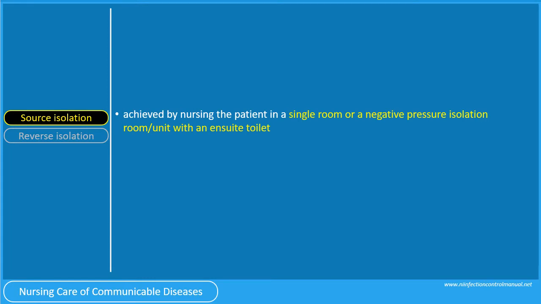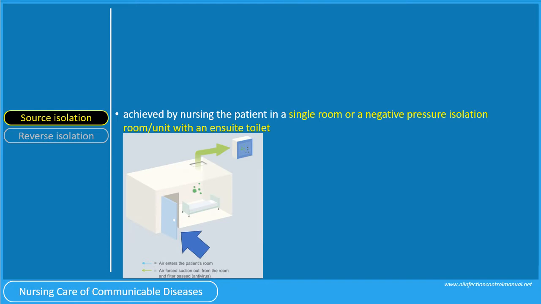Source isolation is achieved by nursing the patient in a single room or a negative pressure isolation room or unit with an ensuite toilet. Since the room is in a negative pressure, or the pressure inside the room is lower than the outside, following principles of physics, the air enters the patient's room from the outside. The air is forced by suction out of the room and passes through the HEPA filter. The air from the patient's room will not flow to the outside, and thus it will protect other people from getting infected.